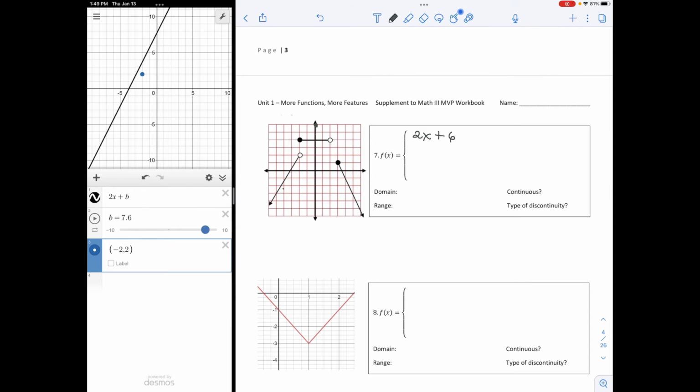Okay, and so I'm going to slide my b to get it there and see if I get the same thing I got before. Yep, looks like it is at 6, so 2x plus 6. The middle one is a horizontal line, and it intersects at 1, 2, 3, 4. So that one would just be 4. And the last one has a negative slope of 2.